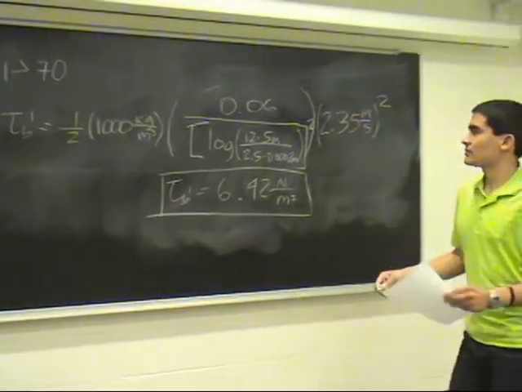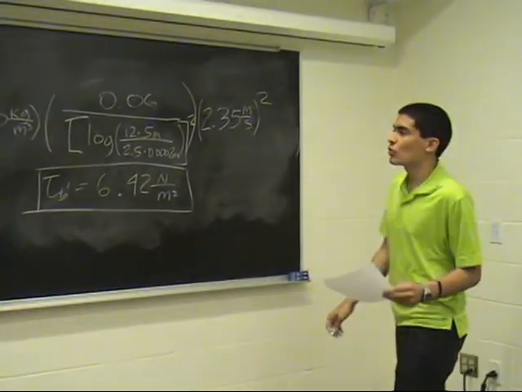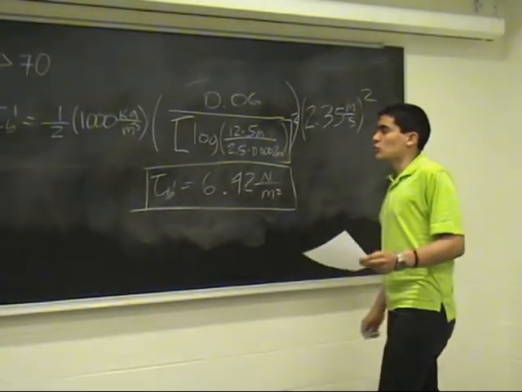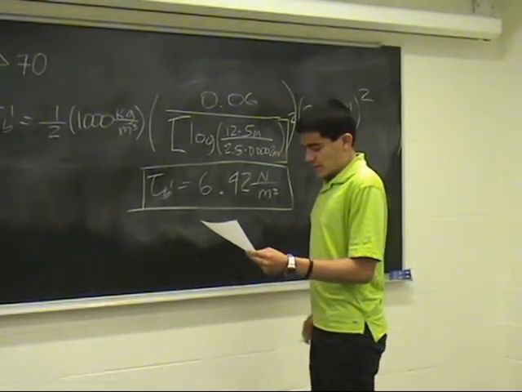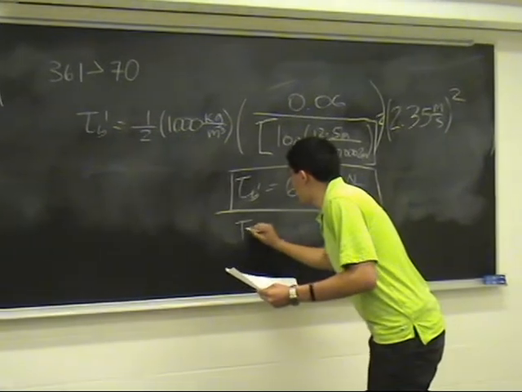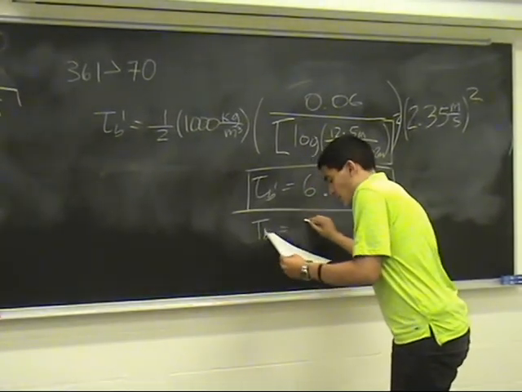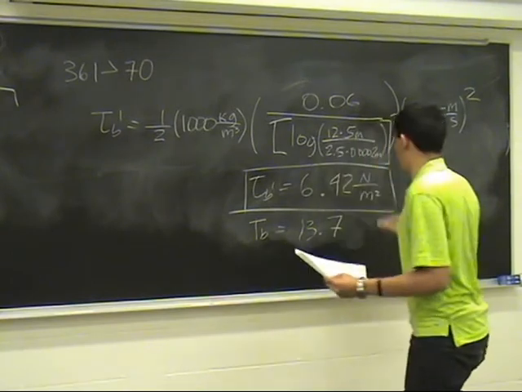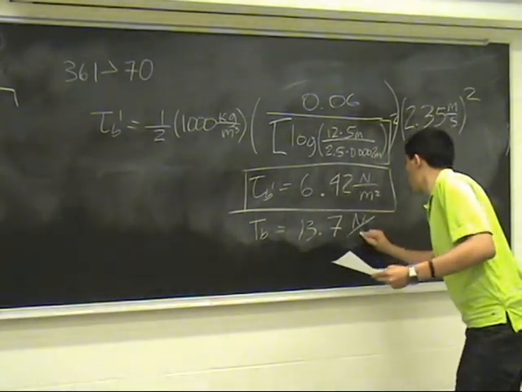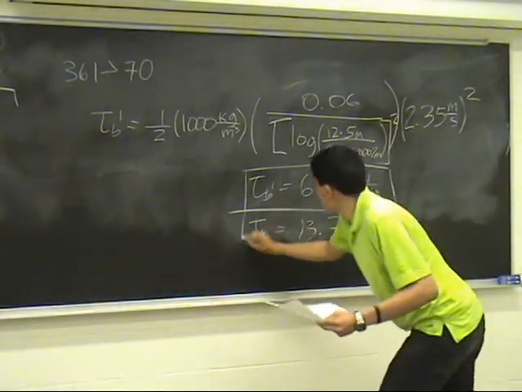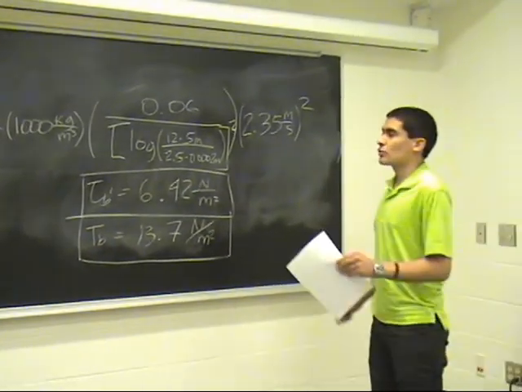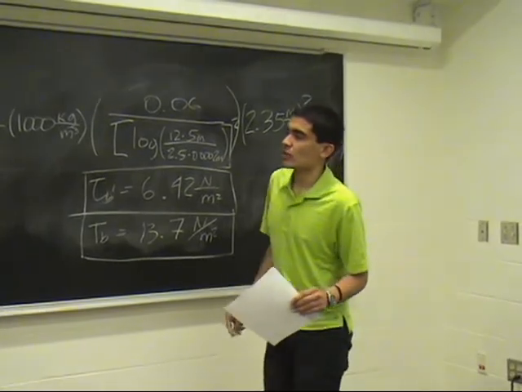And that is that. You follow the same procedure for the total shear stress, but remember to change this 2.5 to 100. And if you do that, you get a total shear stress of 13.7 newtons per meter squared. These two quantities will be crucial as we advance through our bed load transport formulas.